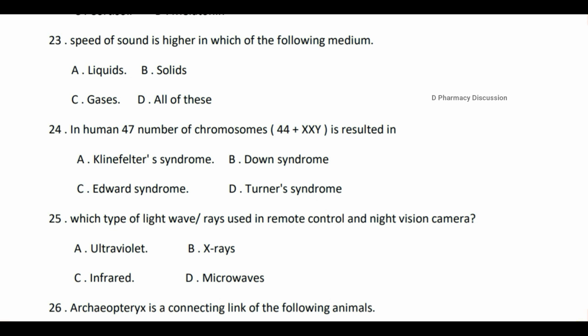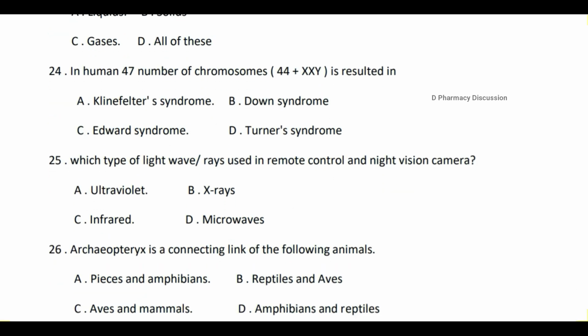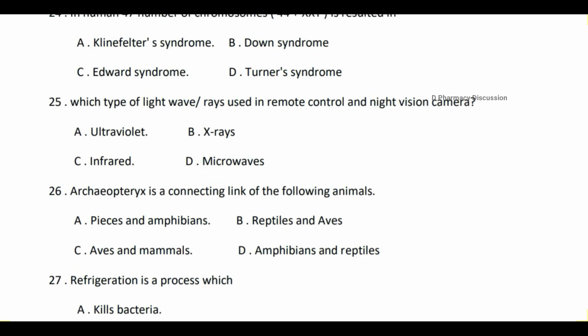Next question. Archaeopteryx is a connecting link of the following animals. Option A pisces and amphibians, B reptiles and aves, C aves and mammals, D amphibians and reptiles. Correct answer is option B, that is reptiles and aves.